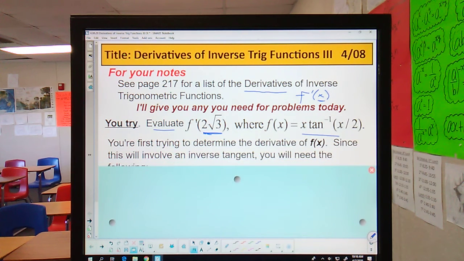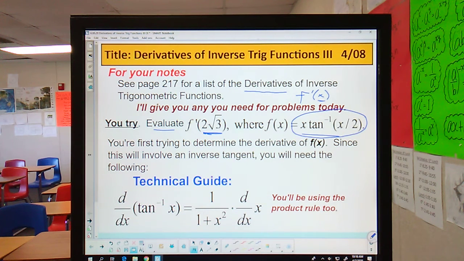All right. So the first thing you're trying to determine is the derivative of this right here. If you can do that on your own, pause the video and work it on your own. But here's some things you might need: the technical guide for finding the derivative of the inverse tangent. And you're also using the product rule. So pause the screen if you want to do it on your own.